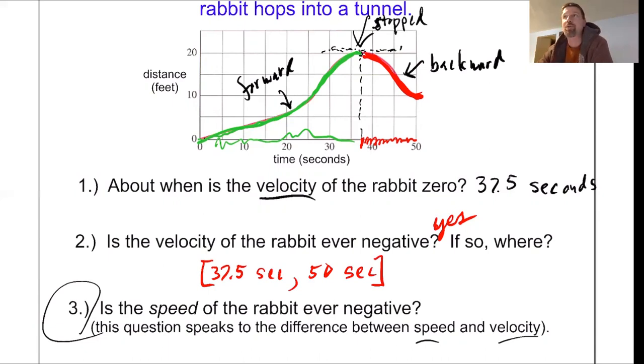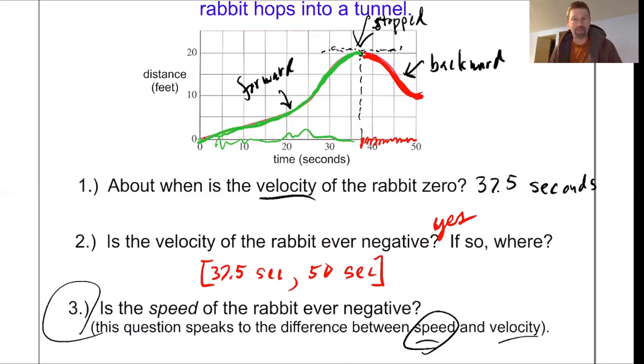If I'm in a car and I'm going 20 miles per hour forward, that would be a positive 20 velocity. If I was going 5 miles per hour backward, that would be a velocity of negative 5. But if I talked about speed, I'd say I'm going 20 miles an hour forward, or I'm going 5 miles an hour backward, but I'd never say I'm going negative 5 miles per hour. That's different. Speed is just always a given. It's the speed you're going without a positive or negative component.